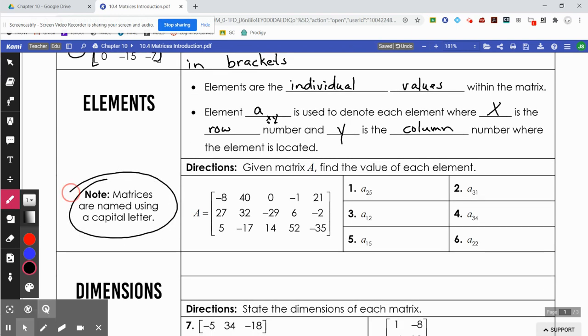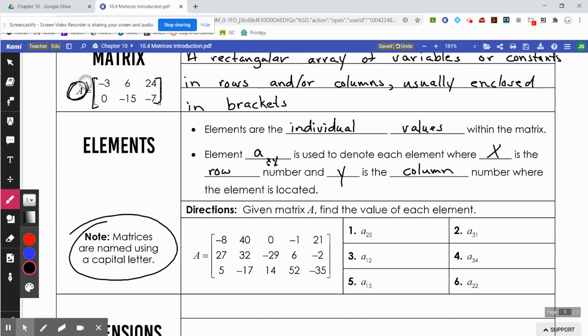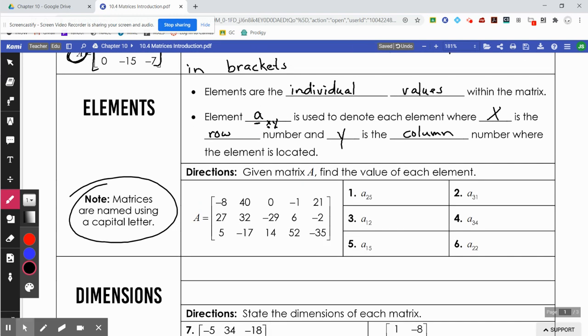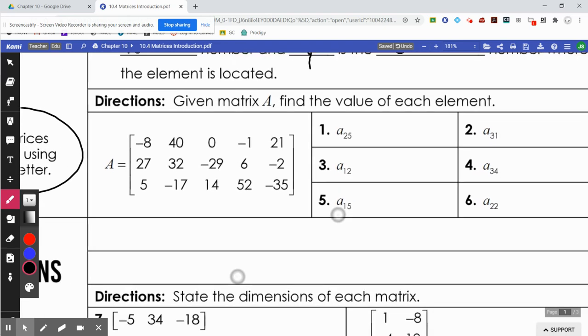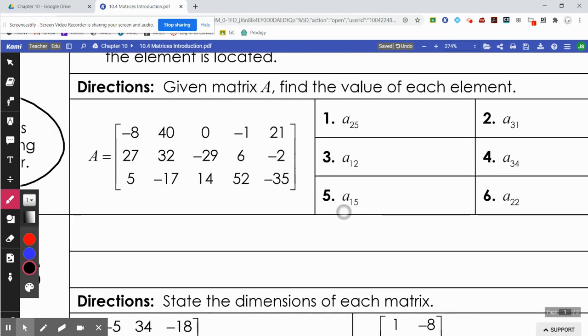Note, matrices are named using capital letters. So again, the capital letter is going to be the matrix. The lowercase letter that corresponds is going to be the element. So given matrix A here, find the value of each element. Again, rows run this way. That's row 1 there. Columns run this way. So a of 2, 5 means what element is in matrix A in the second row and in the fifth column. So here's the first row, second row, the first, second, third, fourth, fifth column would be -2.